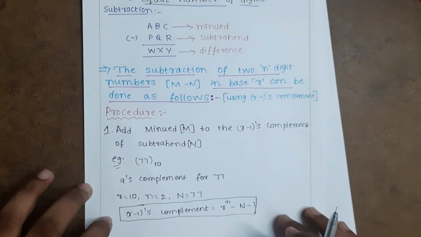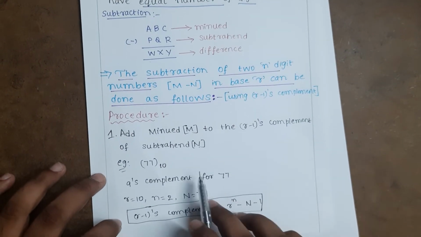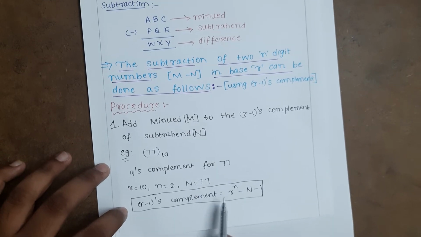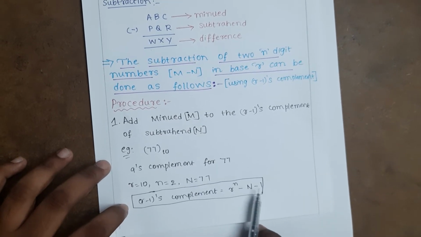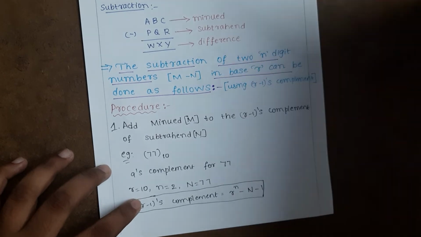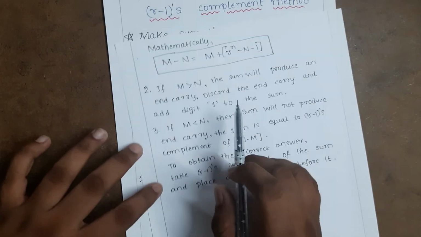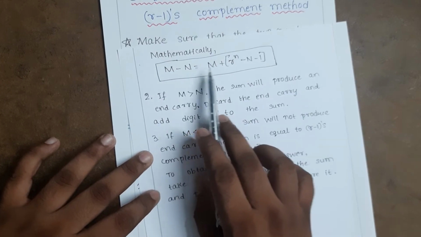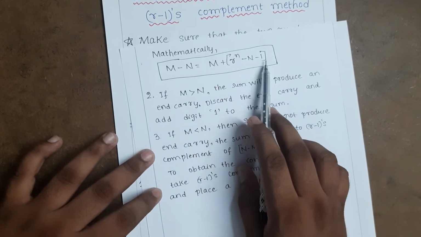The first step is to add the minuend to the r minus 1's complement of the subtrahend. To find the r minus 1's complement, we have the formula r power n minus capital N minus 1. Mathematically it is denoted as capital M minus N is equal to M plus r power n minus N minus 1.